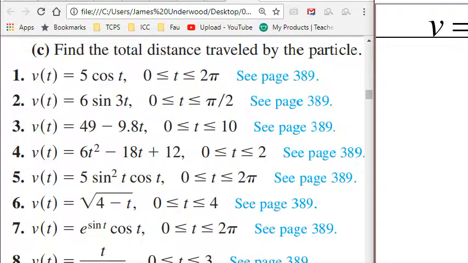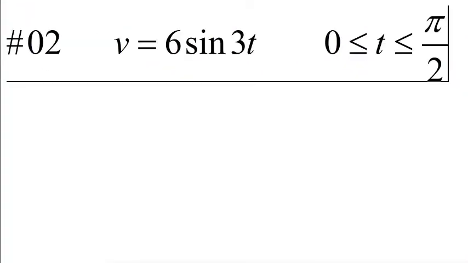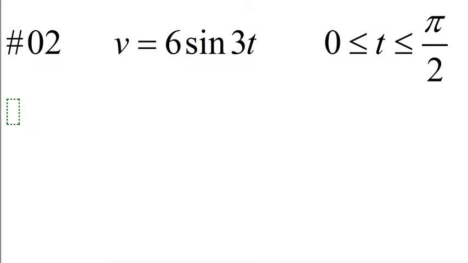So velocity is 6 sine 3t, from t equals 0 to t equals pi over 2. So we're going to do 2 things here. We're going to figure out displacement, and we're going to figure out total distance traveled. Displacement and total distance traveled.